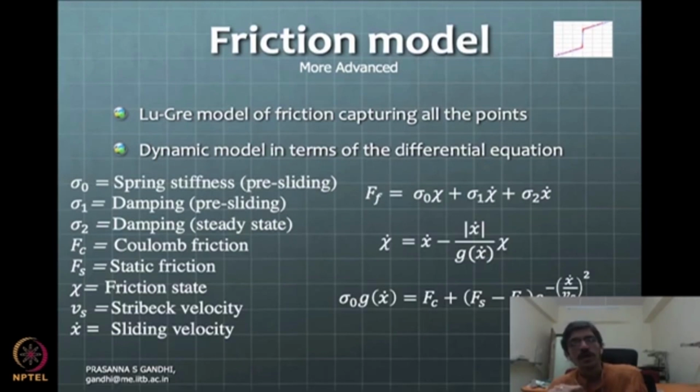Okay, so those who are really intrigued by mathematics, this is a challenge for you to figure out how this is representing what effects, and what the meanings are of all these variables given here. This chi is a friction state, which corresponds to these deformations of the bristles that we showed for the brush, or that kind of small deformation, and the corresponding spring stiffness is sigma 0. Okay, in the pre-sliding regime, this sigma 0 is a spring stiffness, and this is a force that will come into the picture when you have x dot equal to 0.